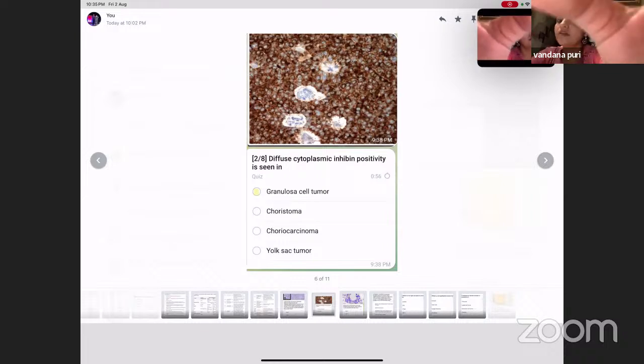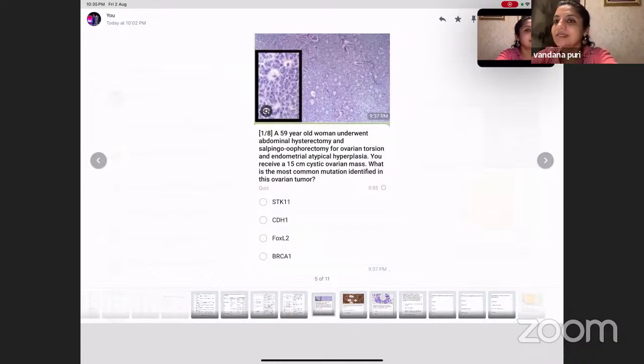Apart from that, what are the other mutations here? STK11 is seen in Peutz-Jeghers syndrome. CDH1 is seen in diffuse gastric cancer and lobular carcinoma of breast. And BRCA1 and 2 are associated with epithelial ovarian cancers. So remember, they are epithelial ovarian cancers. This is one thing you should always remember.